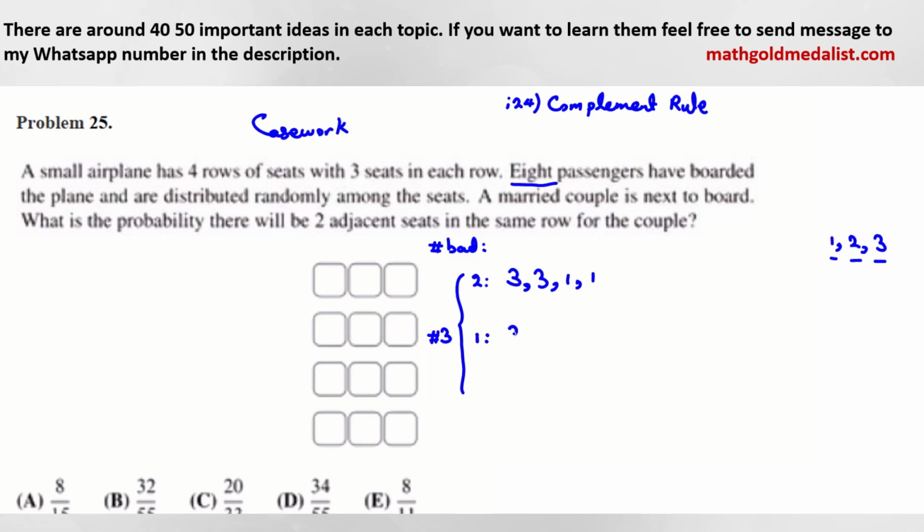If we have a 3, then we can have 2 and 1 only because of this. So it will be only what? 3, 2, 2, 1. We don't have any other cases. If we don't have any 3, then one case is possible: 2, 2, 2, 2.